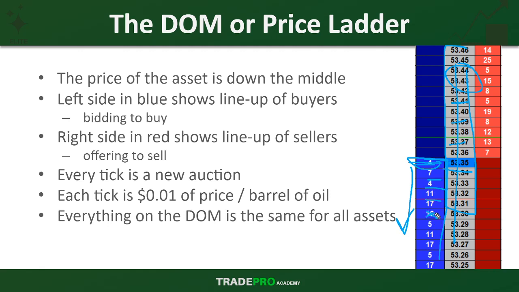So right here, if you put in a contract at these 53.32s and you add to this level right here, this 11 becomes 12. That is your intent to buy at that market price.